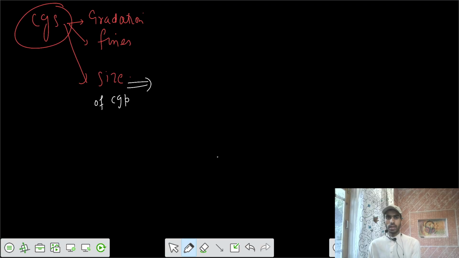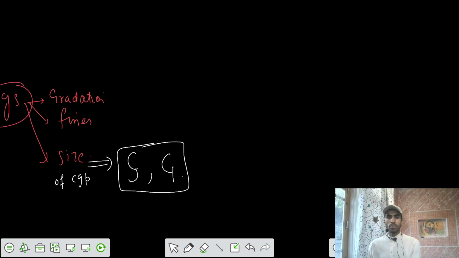From this one we can get either sand or gravel. So this part is easy. And for the fines, let's talk about the gradation. From the gradation we can say whether your soil is either well graded or poorly graded, based on the concept of CU and CC. So that part is easy.